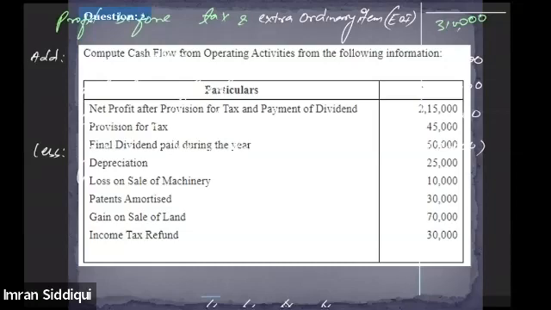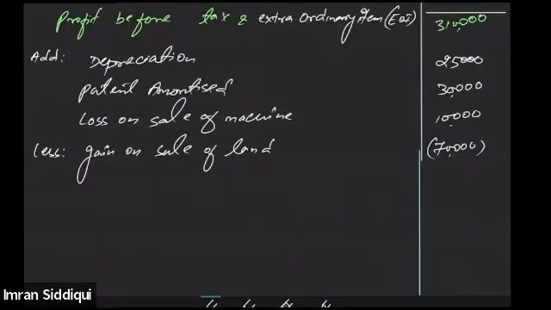Then apart from this, what else is given in the question? There is an income tax refund also given in the question. It is also not considered as a gain. Income tax refund is not considered as an operating income. Therefore, we have to subtract it.